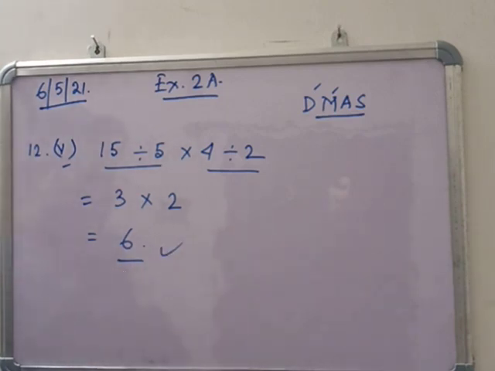So now we are completing the first part of exercise 2A. Now we are going to the second part. Thank you all. The rest of the sums, from 8 to 12, are homework.